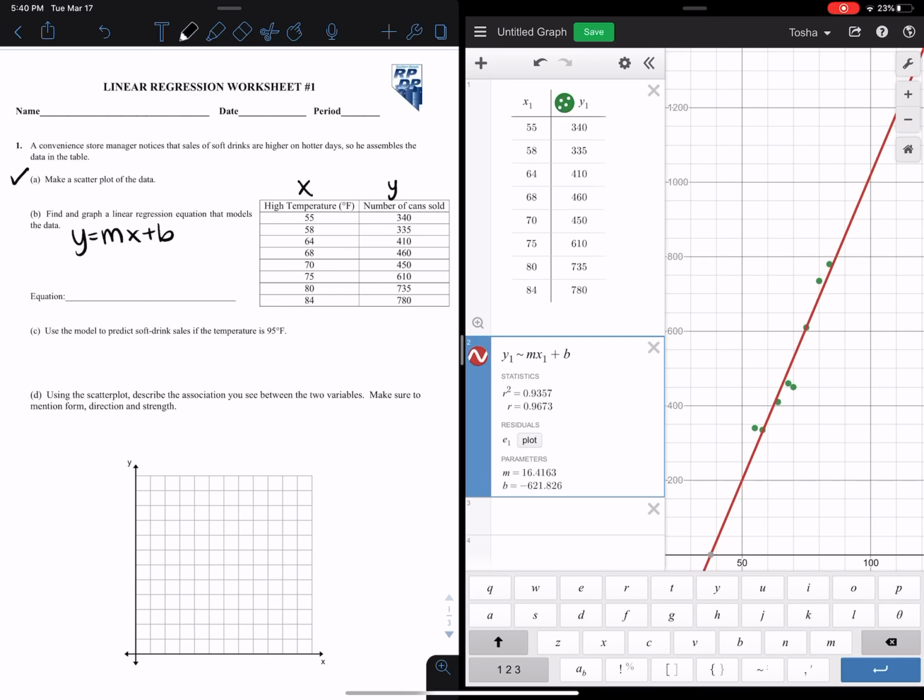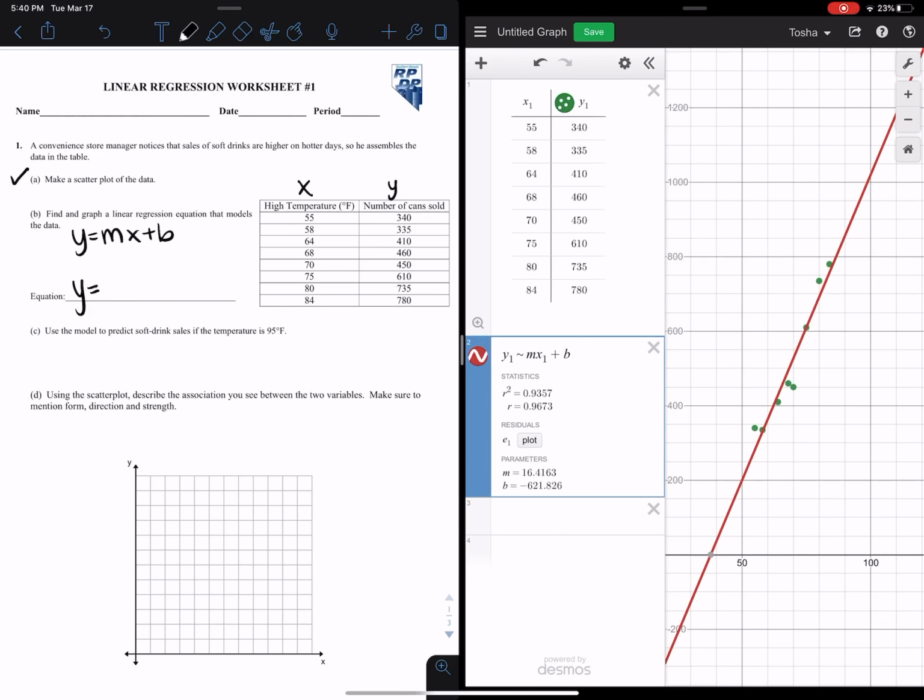So our equation here is going to be y equals, and then if you look down here on this side with the graph, it says parameters. So right here, it has m equals 16.4163. So we're just going to abbreviate that to 16.4. Then we have x, and our b is negative 621.8. So that's what our linear regression equation is going to be.